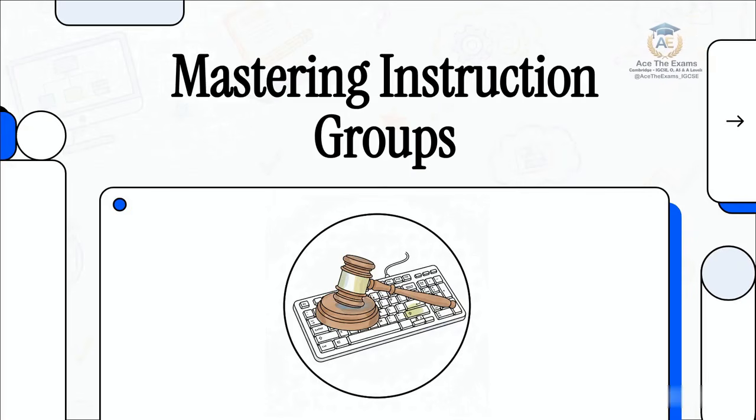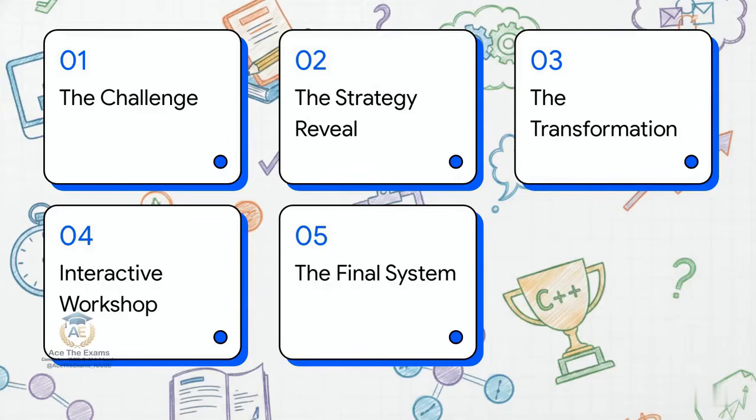argue with. So whether you're building up your foundational skills in syllabus codes 0417, 0478, 0983, 0984, or 2210, or you're staring down the barrel of the rigorous 9618 AS and A-level papers, this strategy is your absolute blueprint for success. Okay, so here's the exact masterclass agenda we're going to use today to build that top scoring case. We'll start with the challenge, move into the strategy reveal, then the transformation, hit up an interactive workshop, and wrap up with the final system.